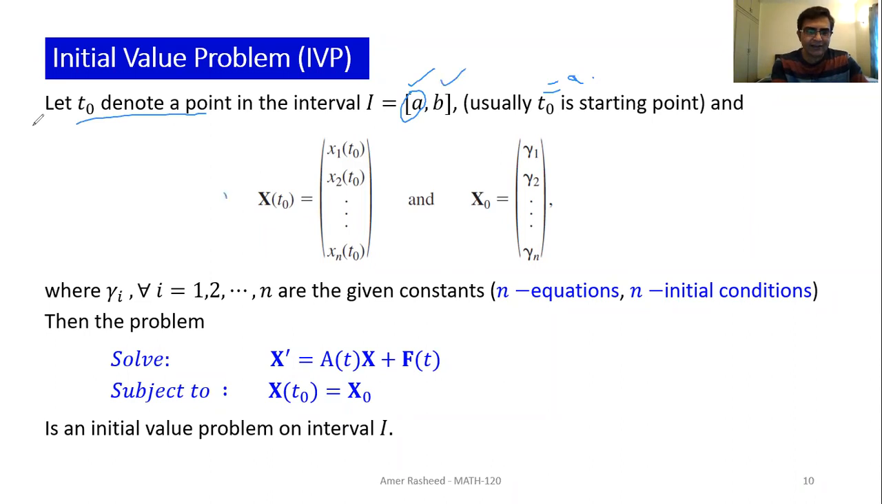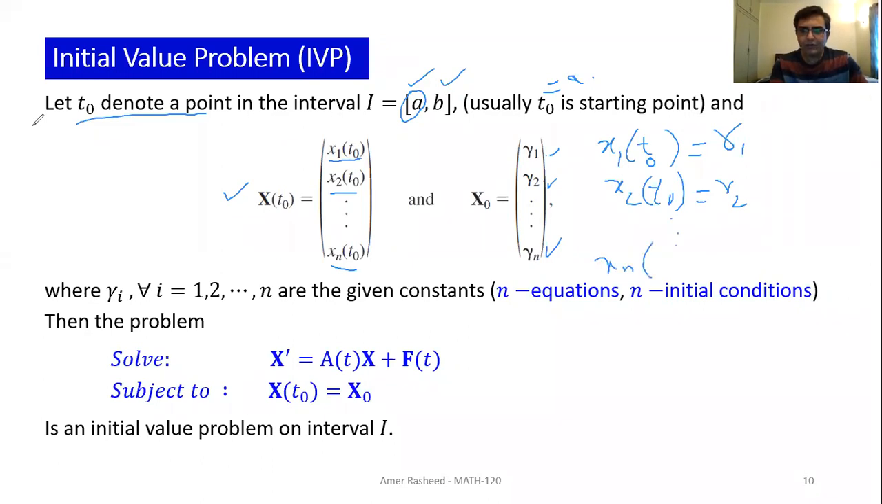Now we define x of t naught is equal to x1 of t naught, x2, xn of t naught, and all this is equal to gamma 1, gamma 2, gamma n. For example, we say that x1 of t naught is gamma 1, x2 of t naught is gamma 2, and so on. xn of t naught is gamma n.